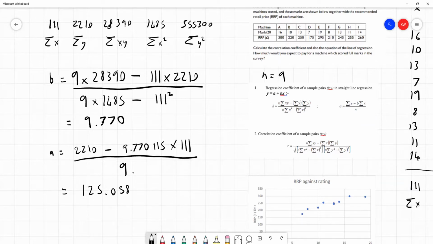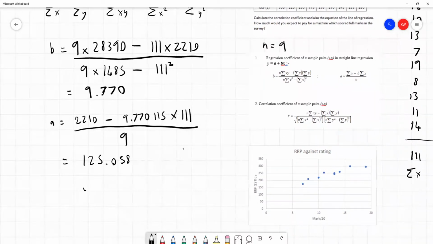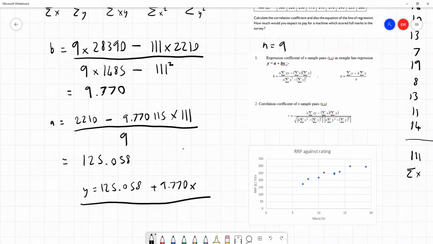So from this, we can state our line of linear regression, which is this: y is equal to 125.058 plus 9.770x. Now, before we go on to find our correlation coefficient, we'll just jump ahead a second and answer the final part of the question because it directly relates to this.